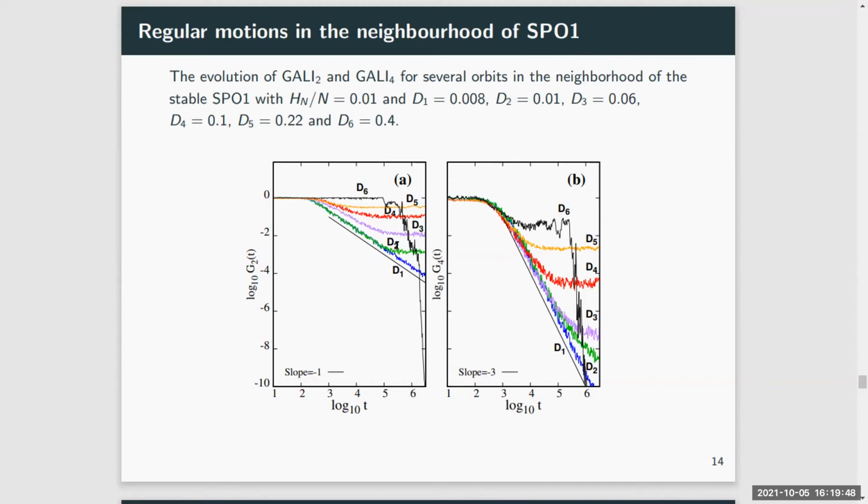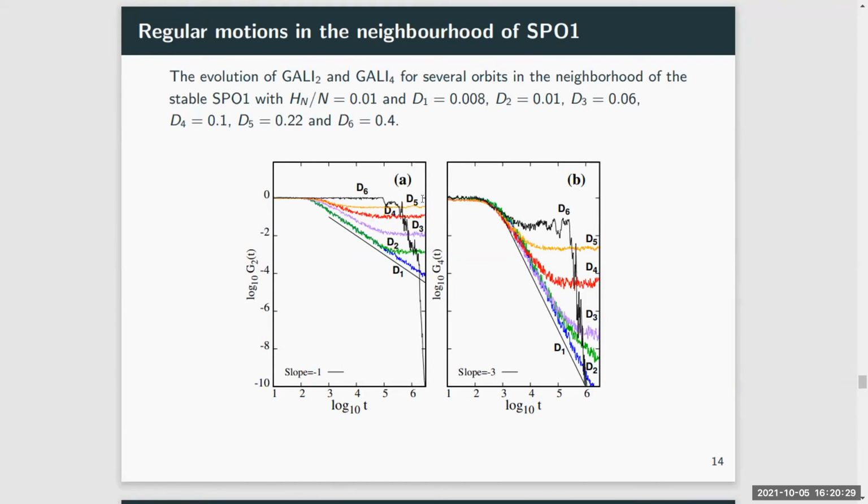First of all, we observe that the behavior of the GALI for regular orbits closest to the SPO1, which is D1, follows the same power law as the periodic orbit itself, which is to the power of -1. And here it is GALI 4, so it is to the power of -3. As we increase D, the GALIs start moving away from the power law decay, and finally they become constant.